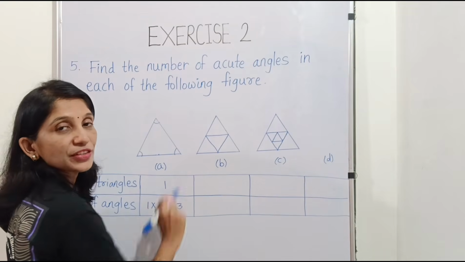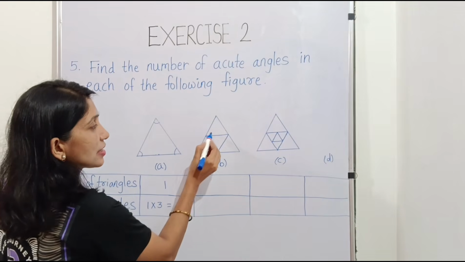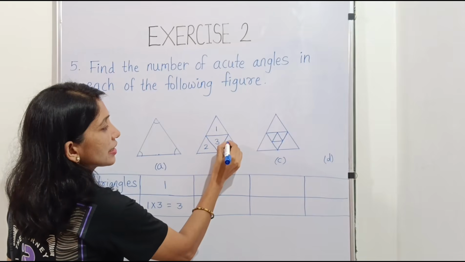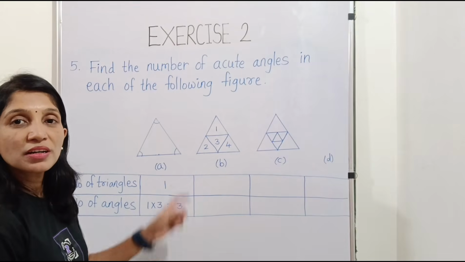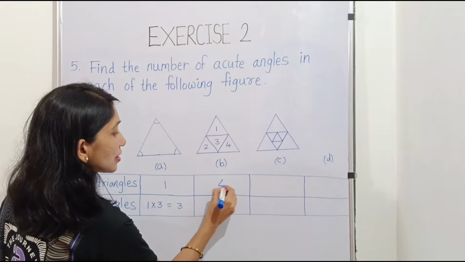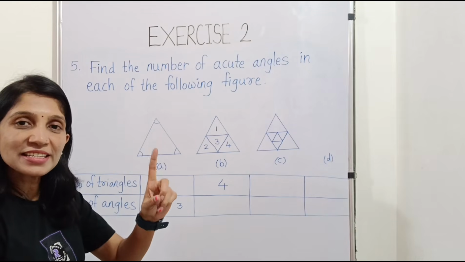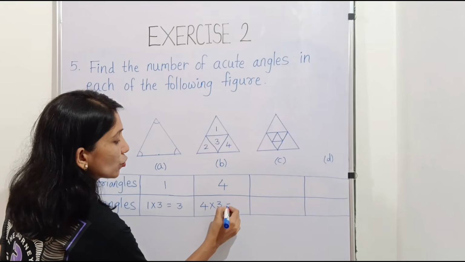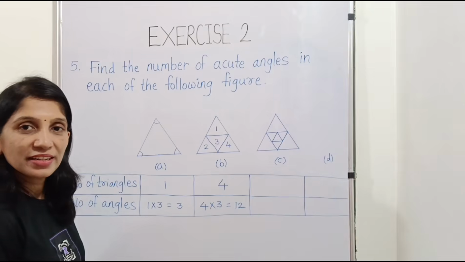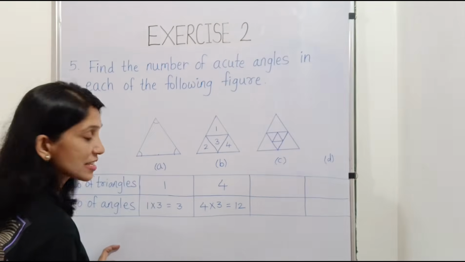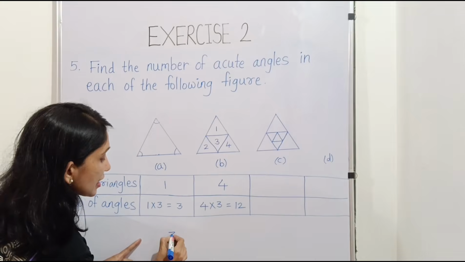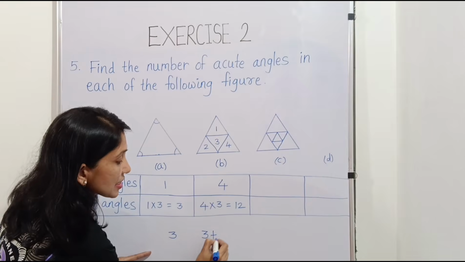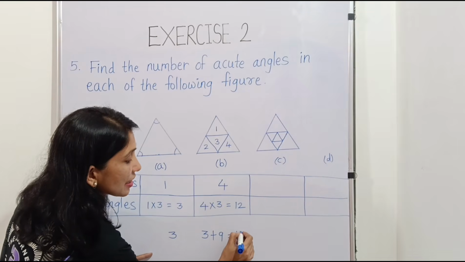Now see the second figure. Let's see the number of triangles. This is 1, 2, 3 and 4. The number of triangles formed here is 4. So each triangle has 3 angles. That means 4 multiplied by 3. 4 threes are 12. So let's see the pattern of angles here. First, we got 3 angles. In the second, 3 plus 9 angles we got extra.